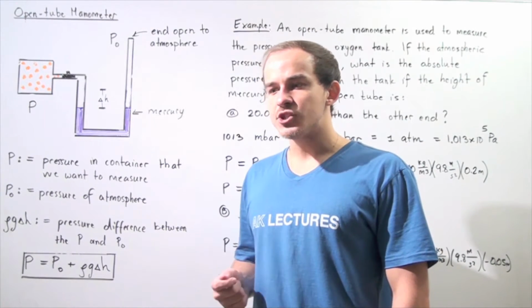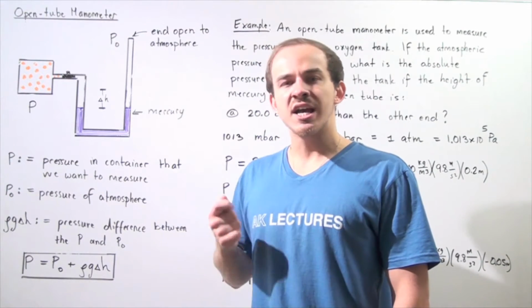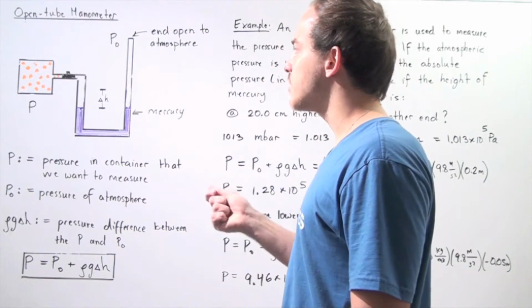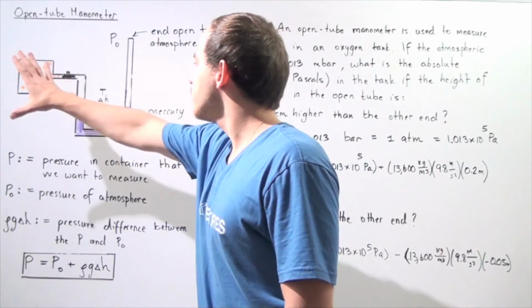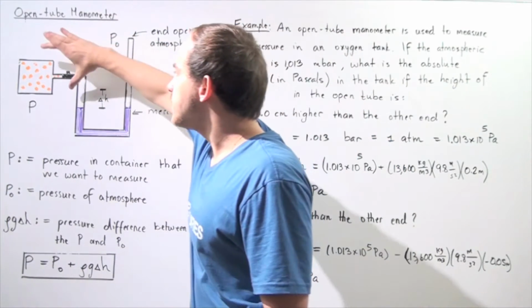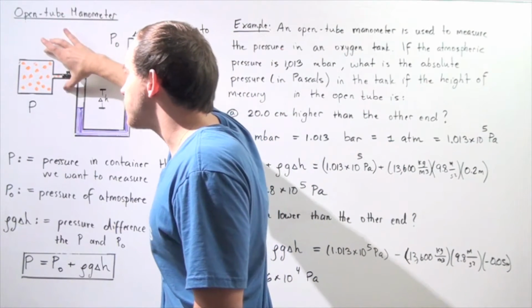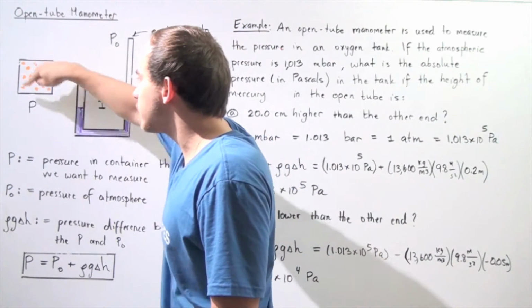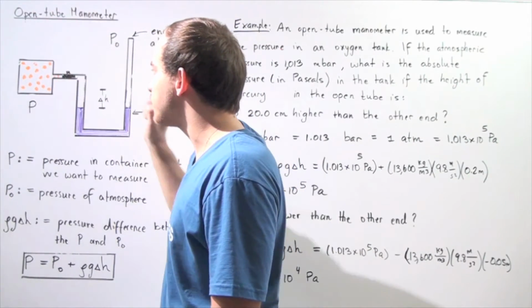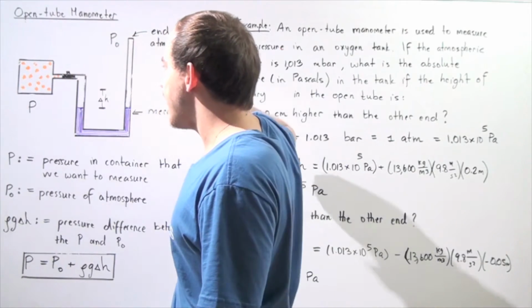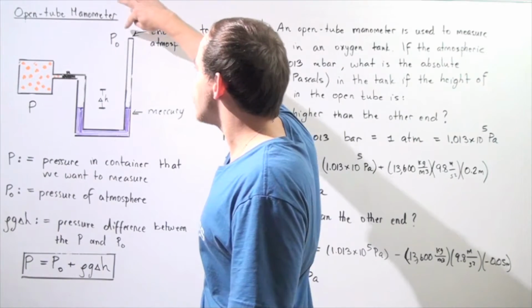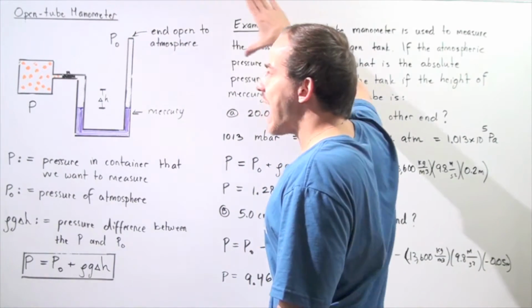Now, one device or instrument that we can use to help us measure the pressure is called an open tube manometer, and it looks something like the diagram here. So let's suppose this is our container and we want to calculate the pressure due to the air molecules inside our container. Now suppose this container is connected to a tube and the tube is open at the other end. It's open to the atmosphere.